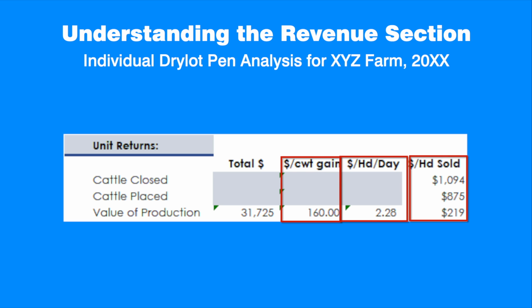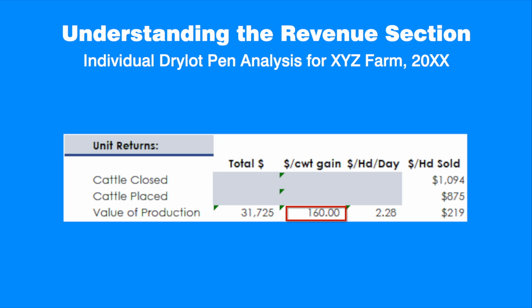We will use primarily the dollar per 100 pounds of gain because this measure lends itself better as an indicator for comparisons between pens. In this example, the pen revenue is $160 per 100 pounds of gain. To see if the revenue is adequate and provides enough returns, the producer needs to compare it to the related expenses. This information is given in the cost section.